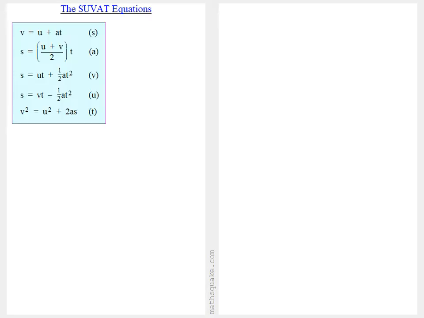Okay, let's have a look at some problems involving the SUVAT equations. First of all, it's handy to have the SUVAT equations in front of us. Each of the equations uses 4 of the 5 letters, and the letter in the bracket is the letter missing from the equation. Each question will involve 4 letters. 3 will be given and 1 will be asked. If we find the letter that's missing, we can tell which equation to use.